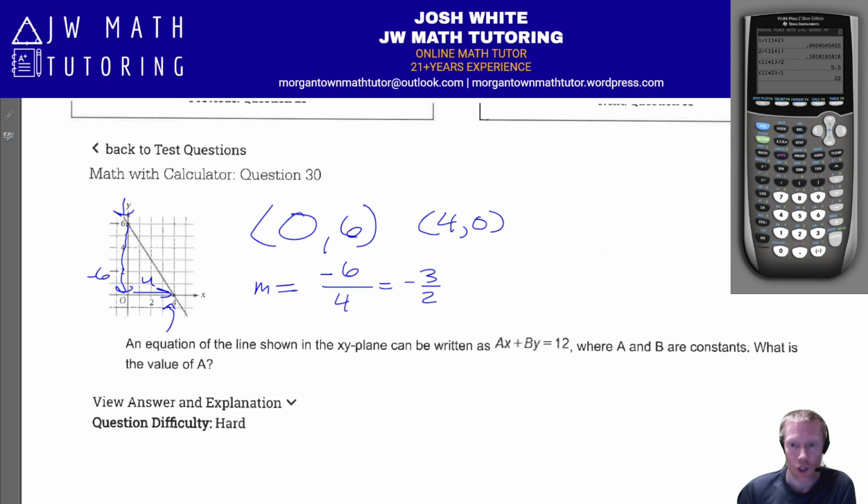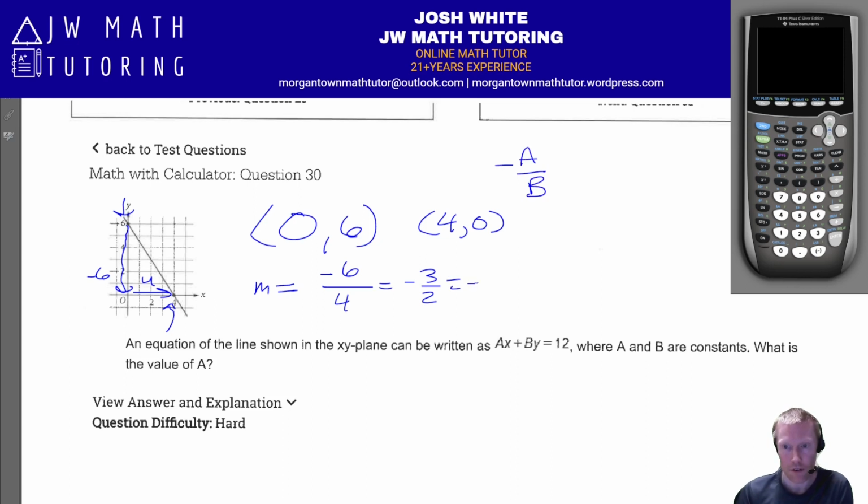Now, if you remember that for a line in standard form, in other words ax plus by equals c, there is a shortcut formula to find the slope, which is negative a over b. Then you just set this up and say a has to equal 3, b has to equal 2, because the negative sign already matches up on both sides of this little proportion I set up. So therefore, a is equal to 3. The correct answer for this one is 3.